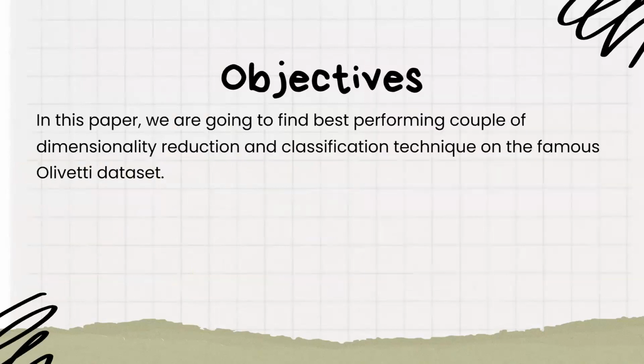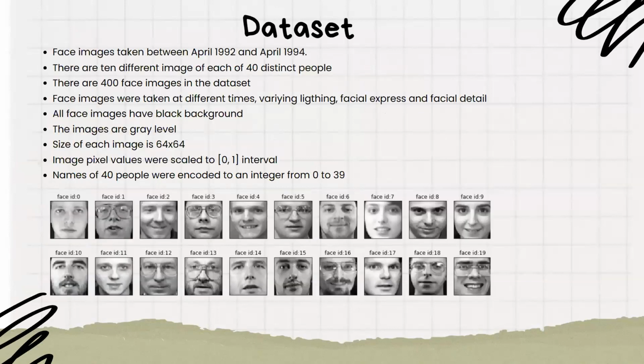So yeah, this is the objective, to find the best pair or couple of dimensionality reduction and classification techniques. So first of all, let's understand this dataset. This is a Kaggle dataset.